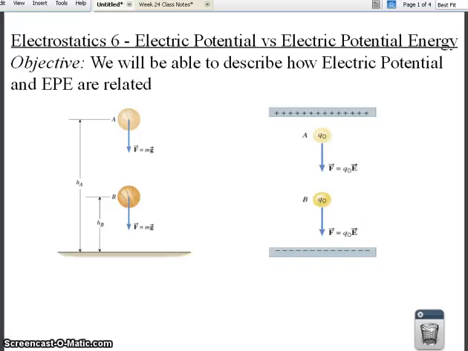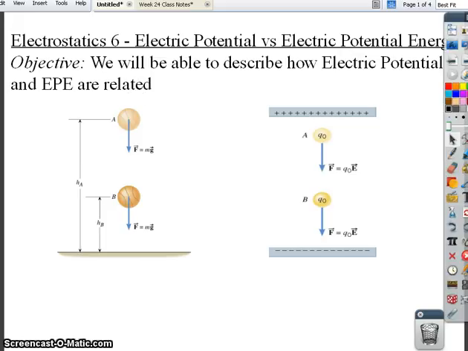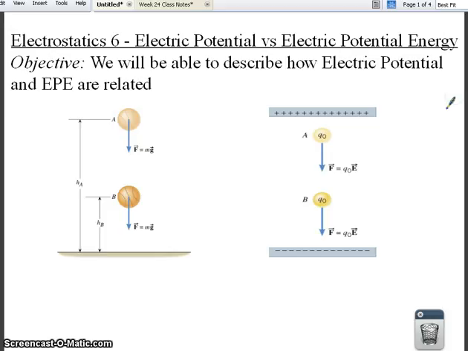Good morning, class, and welcome to this lesson on Electrostatics 6, electrical potential versus electric potential energy. These are not the same thing, and we'll discuss what they are, despite the fact that they are almost the same in name. Today, we will be able to describe how electric potential and electric potential energy are related. So that's all this lesson is going to be. It's a very difficult concept to understand, and so let's give it a shot here.